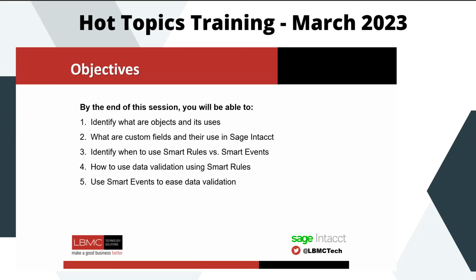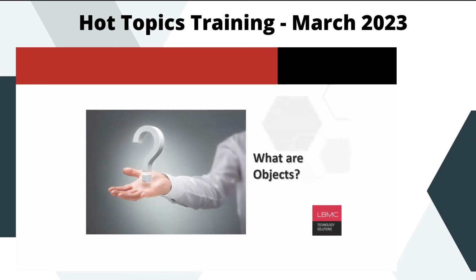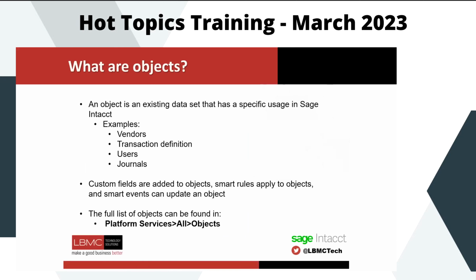the use of smart events to ease data validation. So the first thing I want to speak on is, what are objects? Well, objects are really anything within Sage Intacct that can use an existing data set that has a specific use within Sage Intacct. Some of these examples can be vendors, transaction definitions, users, journals, as well as AP bills, invoices, and almost any other thing that you can think of within Sage Intacct.